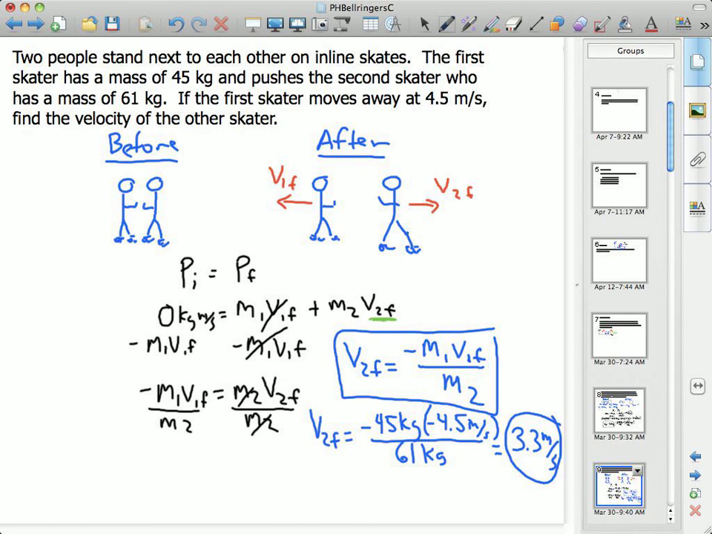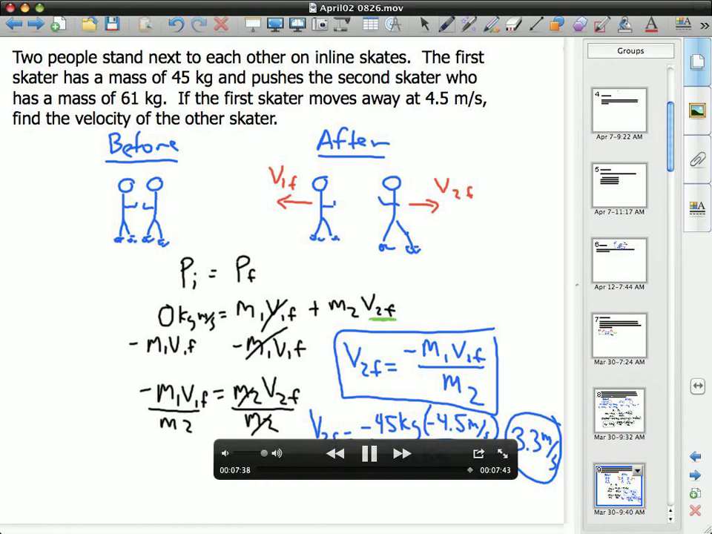That's all there is to the explosion problems. And that is the end of this lesson on conservation of momentum.